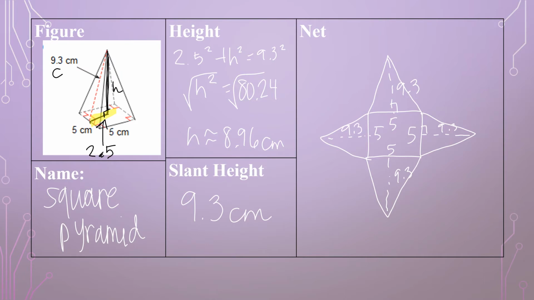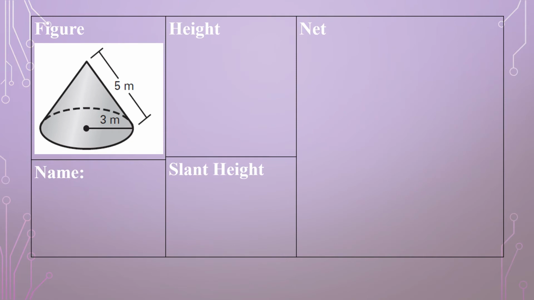So make sure you get the net looking like that. Okay, and then we'll move on to the next one. So the next one is a cone.